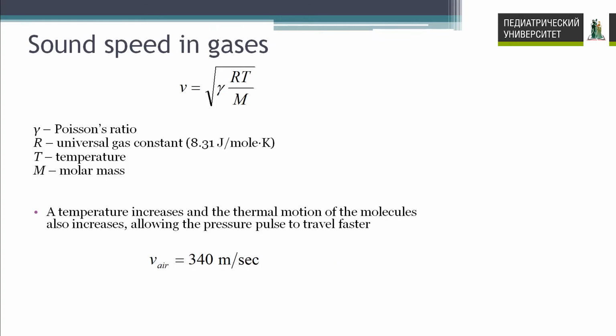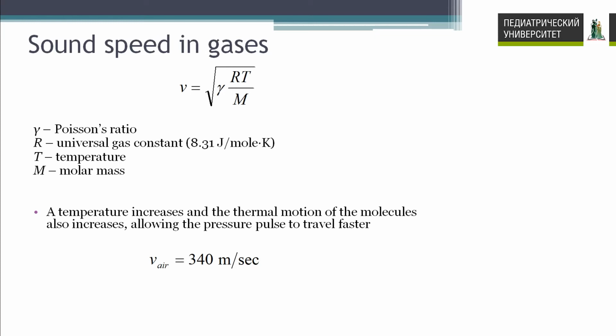And as for speed of sound waves in gases, it depends on the temperature of the gas and on the characteristic of the gas, such as molar mass. Different gases have different molar mass. I think you know this. As the temperature rises, the thermal motion of the molecules increases, which allows the pressure pulse to propagate faster.